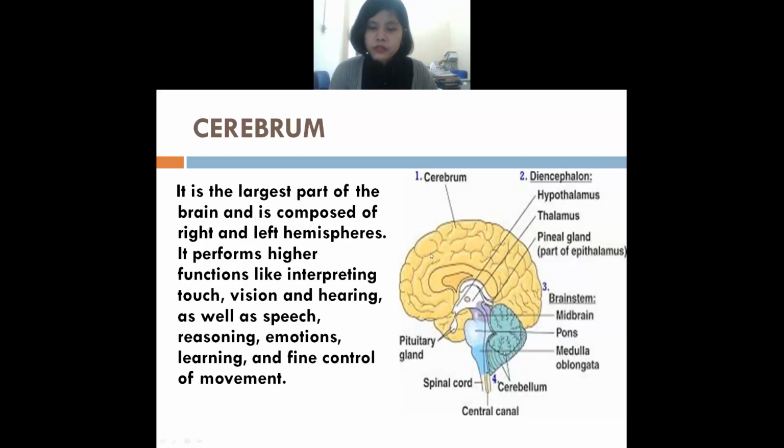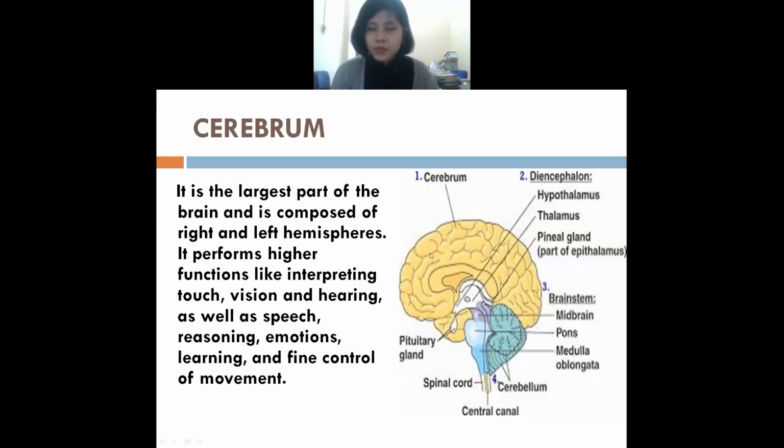Interpreting touch. What does it mean? With the help of it, if you touch something, you will be able to just know it. Say for example, you have closed your eyes and you have touched maybe anything like books or water. Just by closing your eyes also, you'll be able to know whatever you are touching. That one is known as interpreting touch.